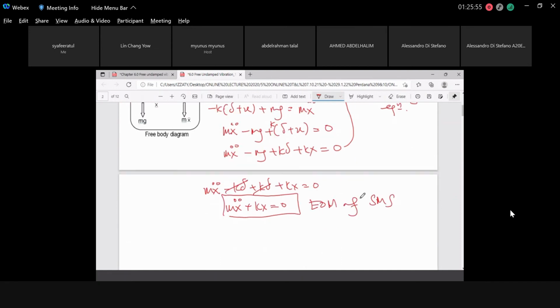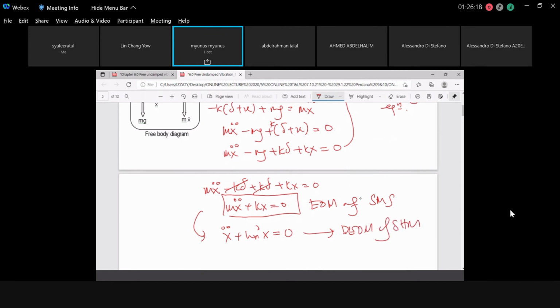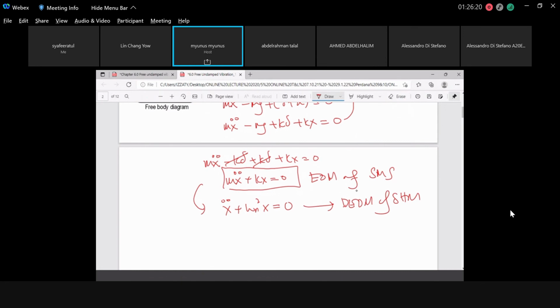Is that clear? Do you understand, class? Hello? Yes, doctor. Now, we are going to rearrange the equation. Remember just now what you have? You have x double dot plus omega n square x equal to 0, isn't it? It's called the differential equation of motion of simple harmonic motion, isn't it? So we're going to equate this one. Before equating, you have to rearrange the equation.